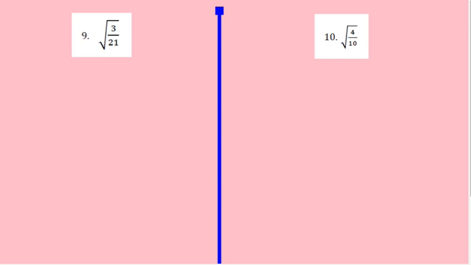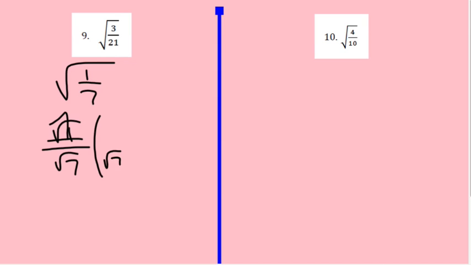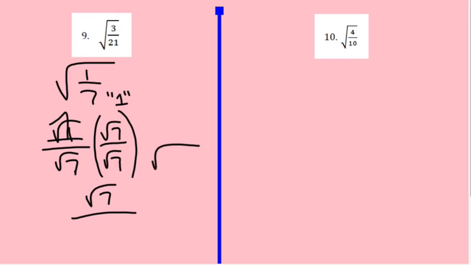Number 9, simplify. I can divide both top and bottom by 3. 1 over 7 is a lot easier to handle than 3 over 21. So I'll break that up into square root of 1 over square root of 7. Square root of 1 is a fancy way of saying 1. So I'm going to multiply both top and bottom by square root of 7. So I get square root of 7 over, when I multiply this together, square root of 49, which is just going to be 7.